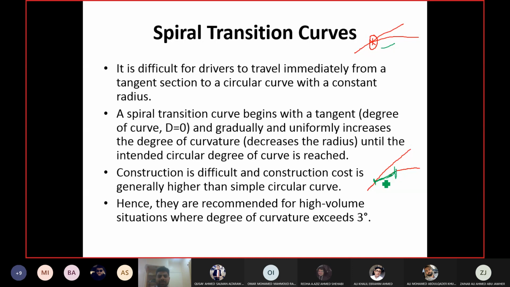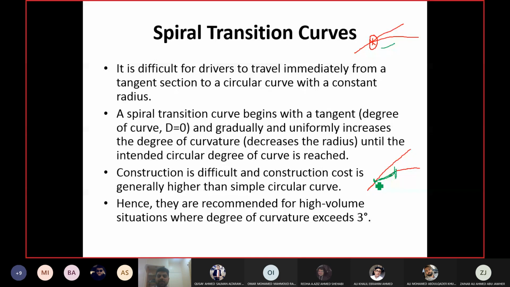So a spiral curve is a curve with changing degree of curvature. Its degree of curvature changes at every point, or in other words, its radius changes at every point. So it's a higher degree curve than a circular curve. Compared to a circular curve, a spiral curve is of a higher degree.